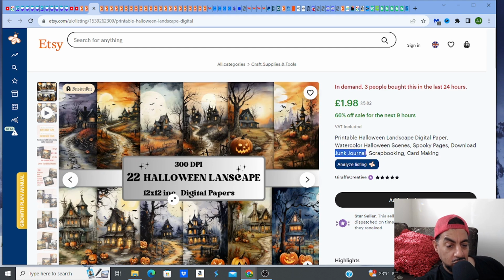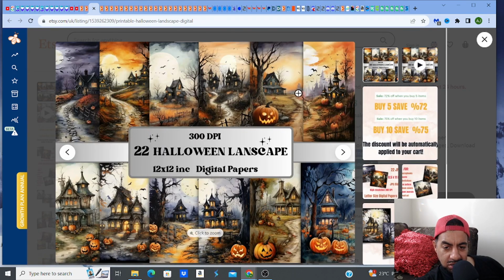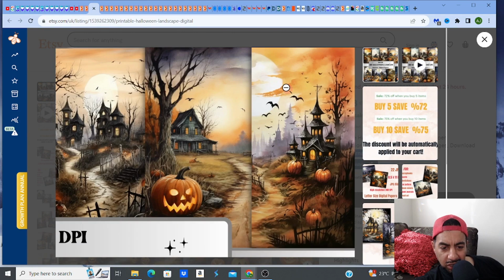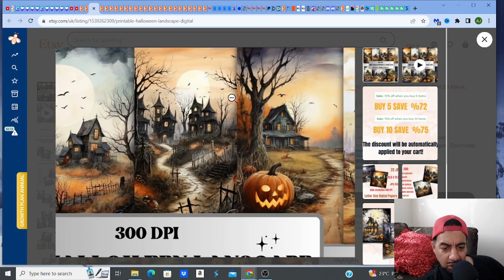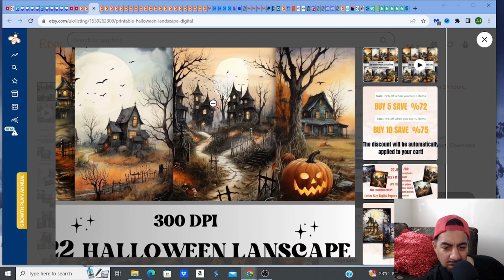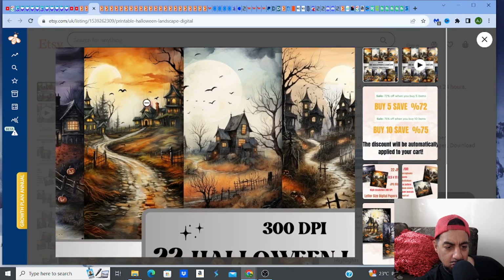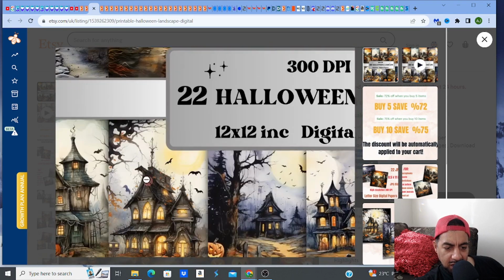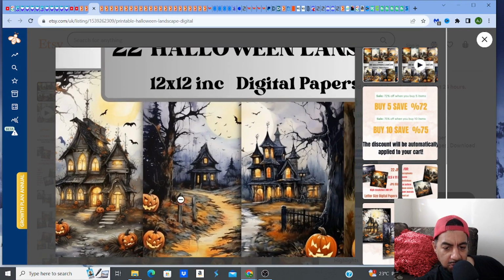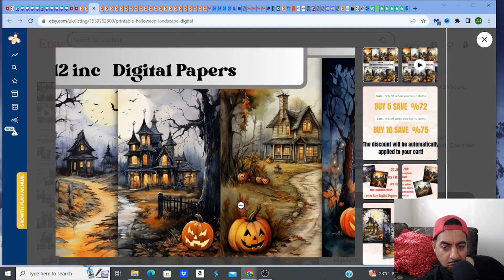Now what you've got here is 22 Halloween landscape 12 by 12 inch digital papers. Really nice. I really like the scenery in this. I think it's beautiful. You've got the building, the old sort of houses, the pumpkin, an eerie, spooky sort of style to it, which is fantastic. I actually love this digital paper. So these are all digital papers.